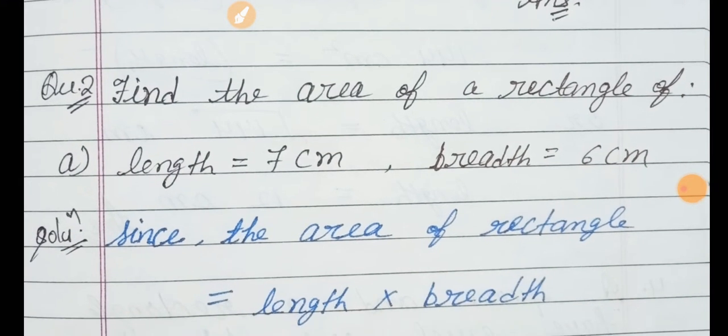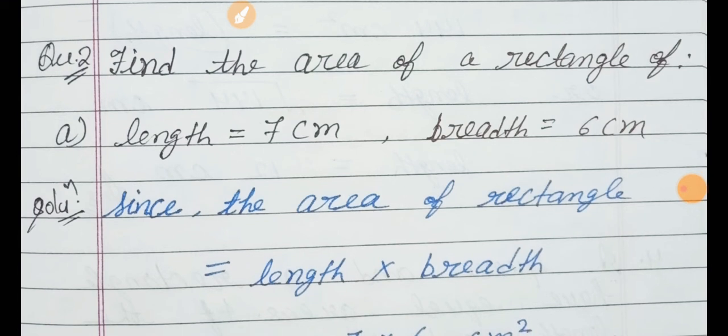Question number 2. Dear students, question number 2 is: find the area of the rectangle. In the first question you calculated the area for the square. Now here you have to find the area of the rectangle, for which length is equal to 7 centimeter and breadth is equal to 6 centimeter. As you know the formula for the area of the rectangle, it is length into breadth. So length is equal to 7 centimeter and breadth is equal to 6 centimeter.